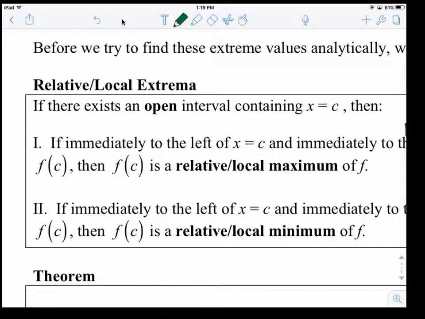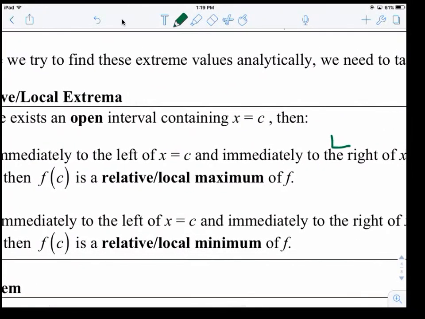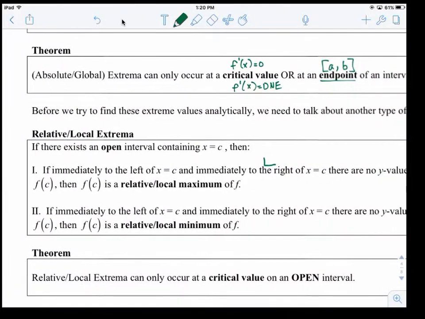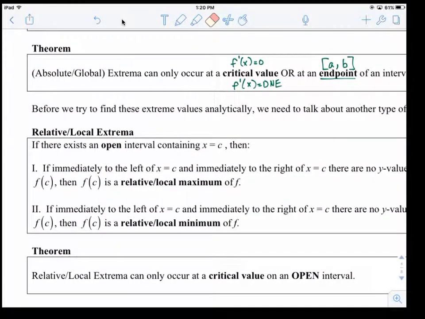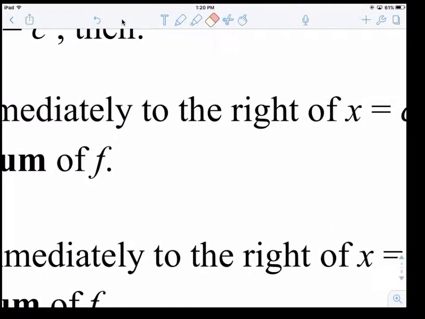Right. So what a local max is? Yeah, they're like kind of like the highest point. So it says if immediately to the left and immediately to the right there are no y values greater than that particular value, that's a relative or local max.